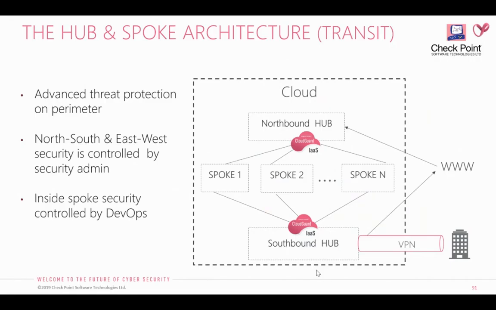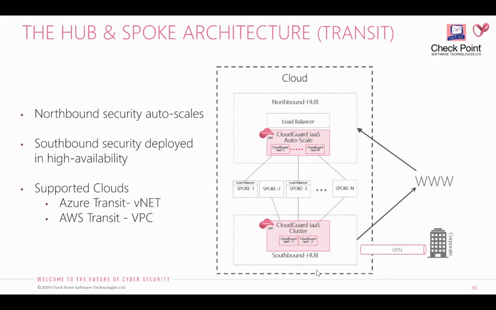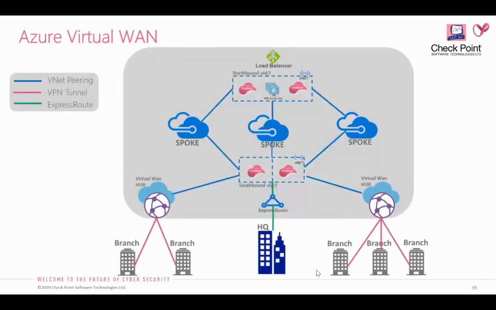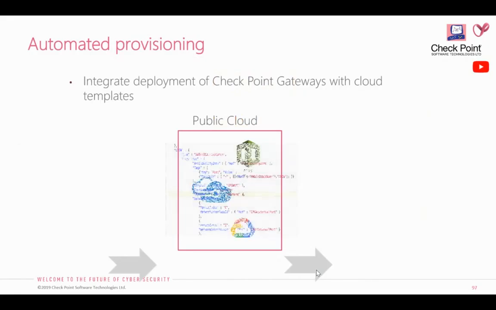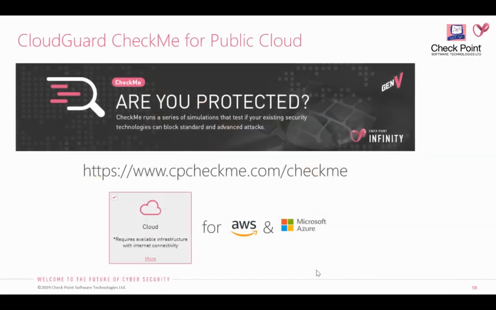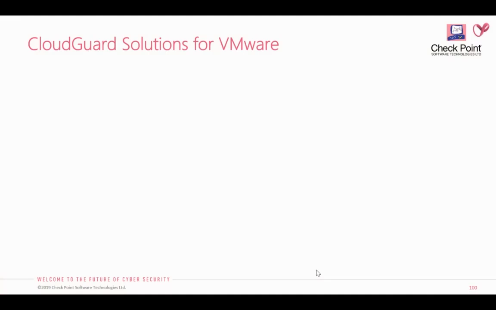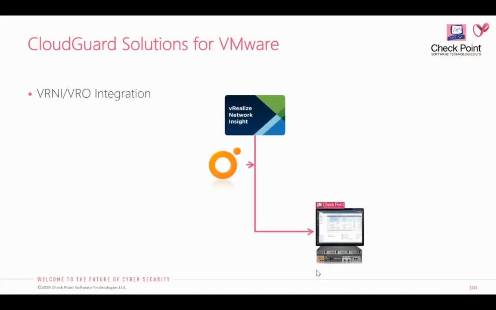CloudGuard IaaS can also be deployed at the southbound hub. So all the VPN traffic and everything will extend the on-prem environment to the cloud through IPsec VPN. This is called the hybrid mode of connectivity. So like this, CloudGuard IaaS will support all kinds of use cases.